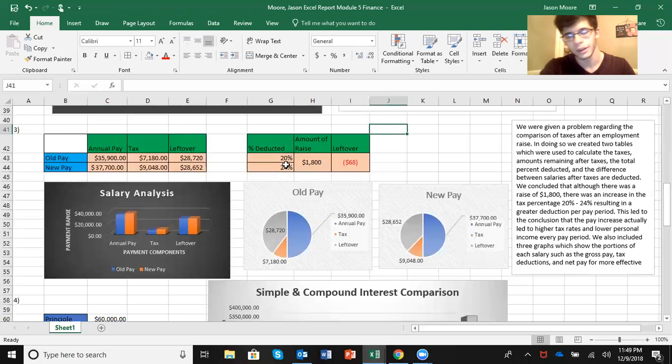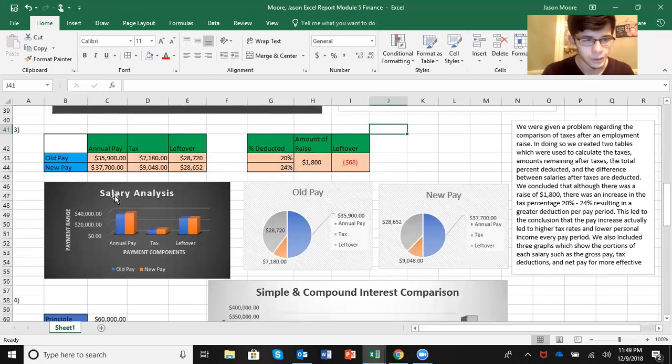And as you can see here, we also made a smaller table that shows the percent deducted in tax from each pay rate. And as you can see, the old pay rate actually has a lower tax rate than the larger pay rate does now. And after you deduct all taxes from both pay rates, you get about negative $68. So you're actually losing $68 with the arrival of this new raise that you're getting.